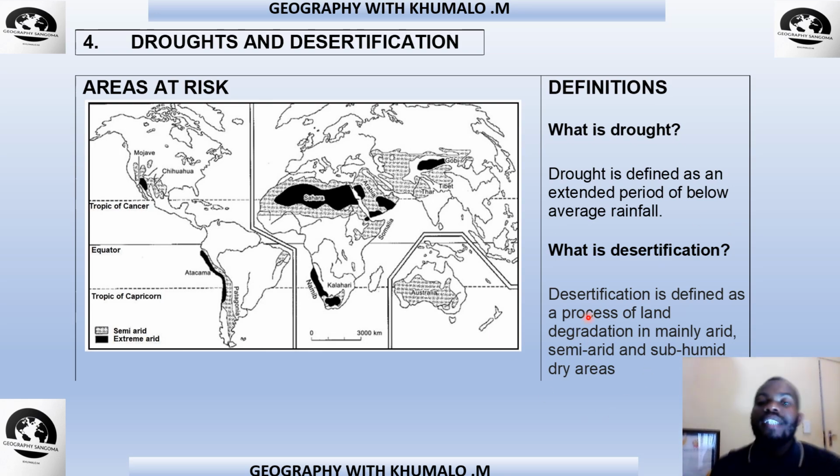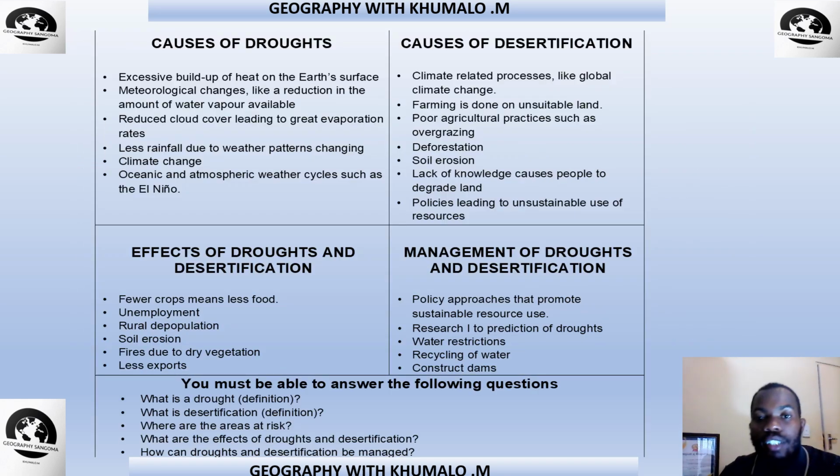Then desertification. Now drought leads to desertification. We don't start with desertification, but we start with drought. It starts as a drought, and as the drought continues, it can lead to an area becoming a desert, which we call the desertification process. So desertification is defined as a process of land degradation in mainly arid, semi-arid, subhumid and dry areas. Remember, South Africa is regarded as semi-arid, which means it's partially dry.